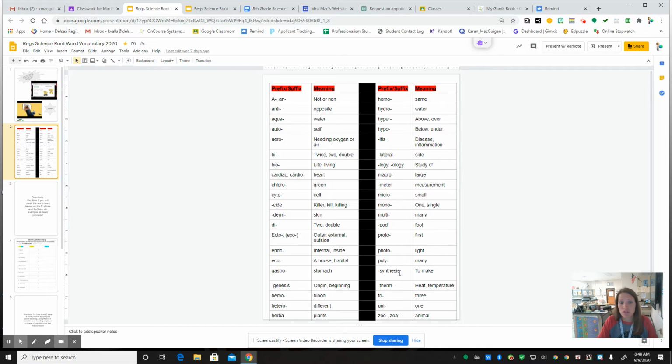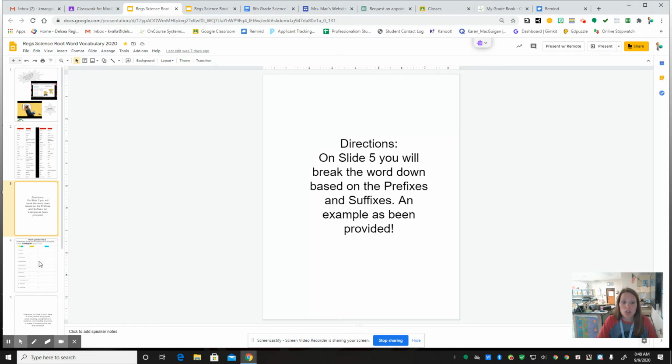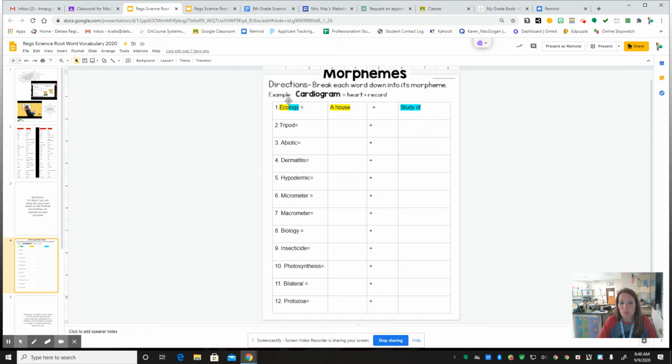On Monday, we're going to take some time breaking down and brainstorming ideas that begin with or use these prefixes and suffixes. That's what we're going to spend most of our time on Monday. Then you're going to try and break apart these words. This is slide number 4. As you can see, ecology. Eco means a house and logi means the study of. So if you were to break that apart and make a new meaning of that word based on the word roots, it's the study of a house or a study of a habitat, right?